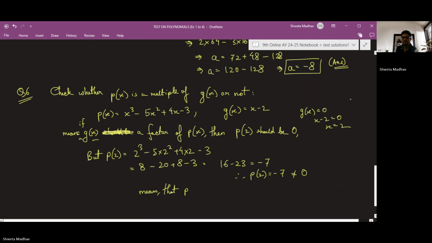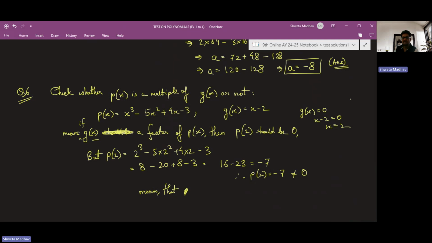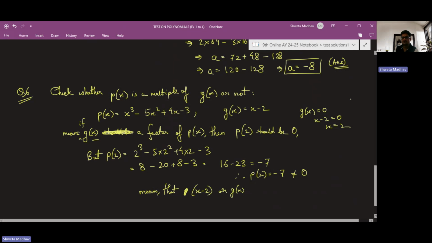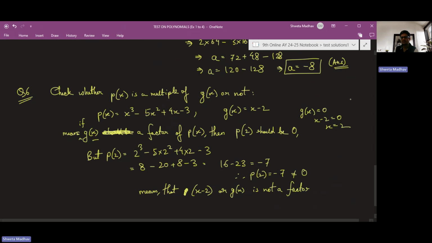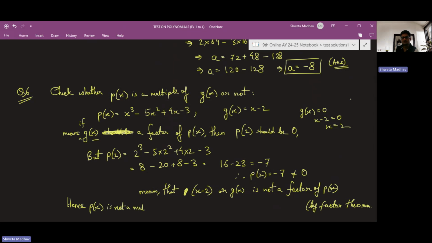So therefore, P of 2 is coming -7, which is not equal to 0, which means that x minus 2, or G of X, is not a factor of P of X. Why? By using the factor theorem. So hence I can say P of X is not a multiple of G of X.